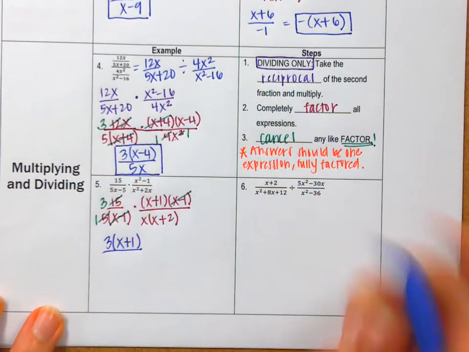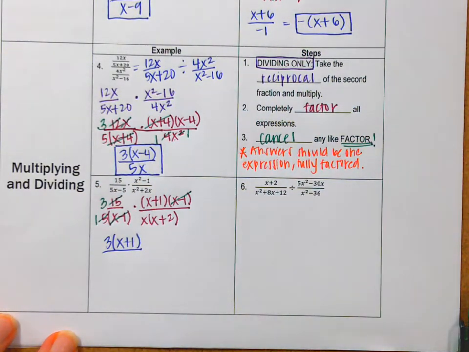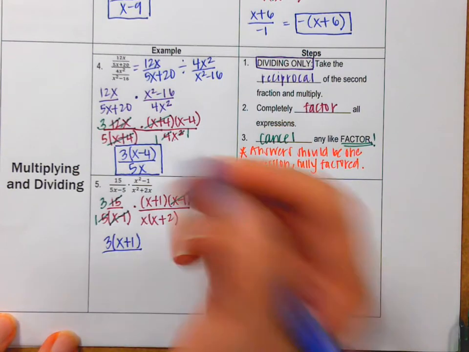Again, don't multiply it out. It's a waste of your time. I don't need you to do it. It's fine. Nothing left here, and then x times x plus 2.